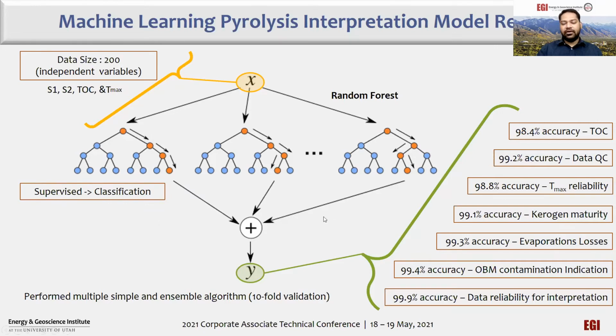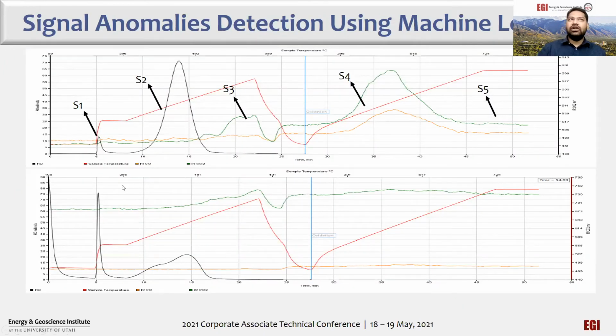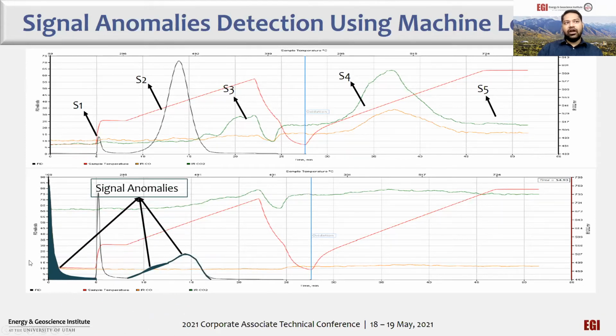So these are the kind of machine learning algorithms that we'll be using to come up with, let's say, MME correction and prediction of organophases, which would be further discussed in the next presentation. Likewise, we could also look at signal anomalies. This is a regular pyrogram with S1, S2, S3, S4, and S5, and this is an example pyrogram which has signal anomalies. All these anomalies could be detected using the algorithm mentioned above.